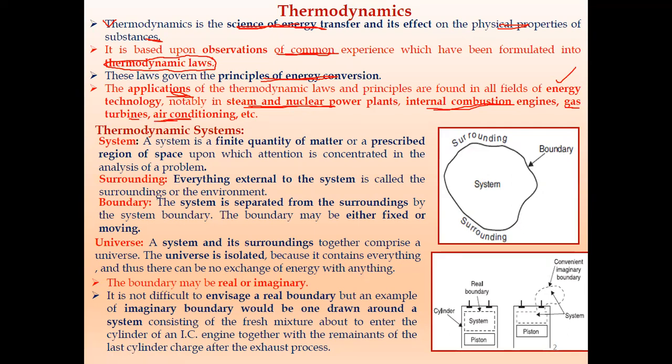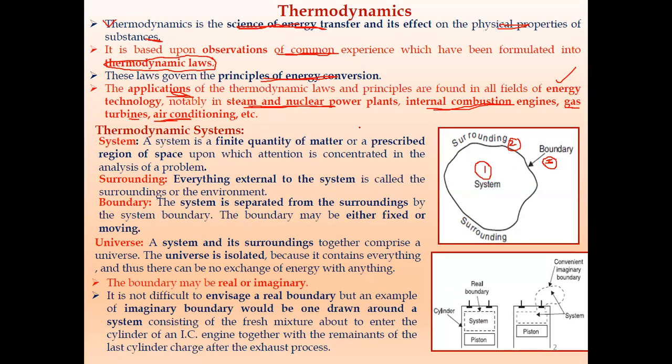Now in a thermodynamic system, we have mainly four parts. First is the system. Second is the surrounding. Third is the boundary. And fourth is the universe, which consists of all these three: system, surrounding, and boundary.